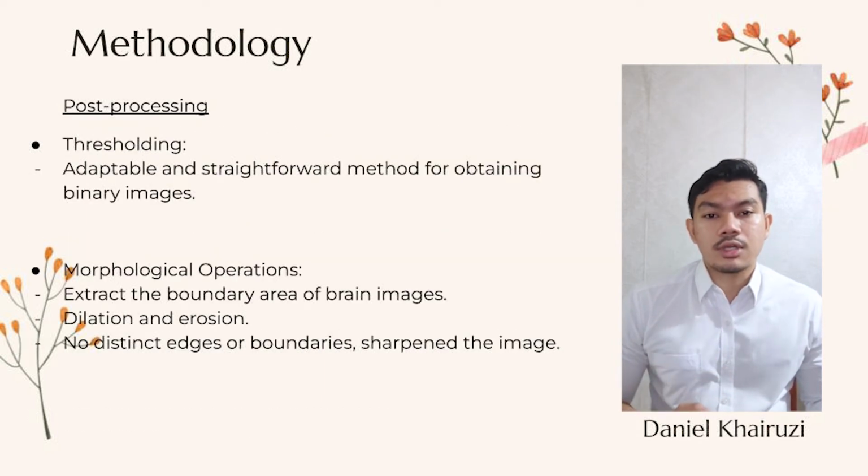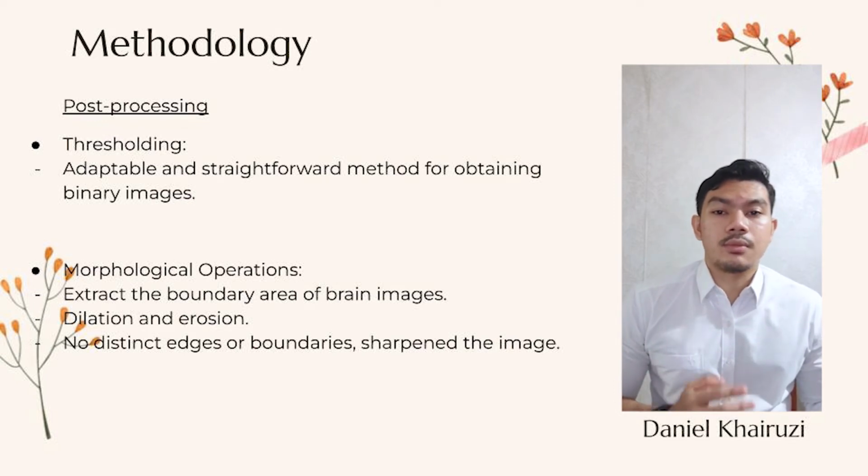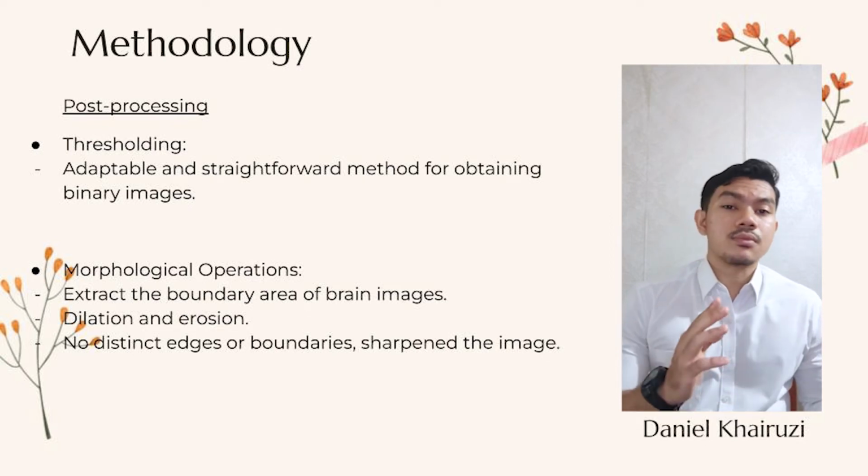The functions of the post-processing process are the following. The first one is thresholding. Thresholding is the most adaptable and straightforward method for obtaining a binary image. The second one is morphological operation.